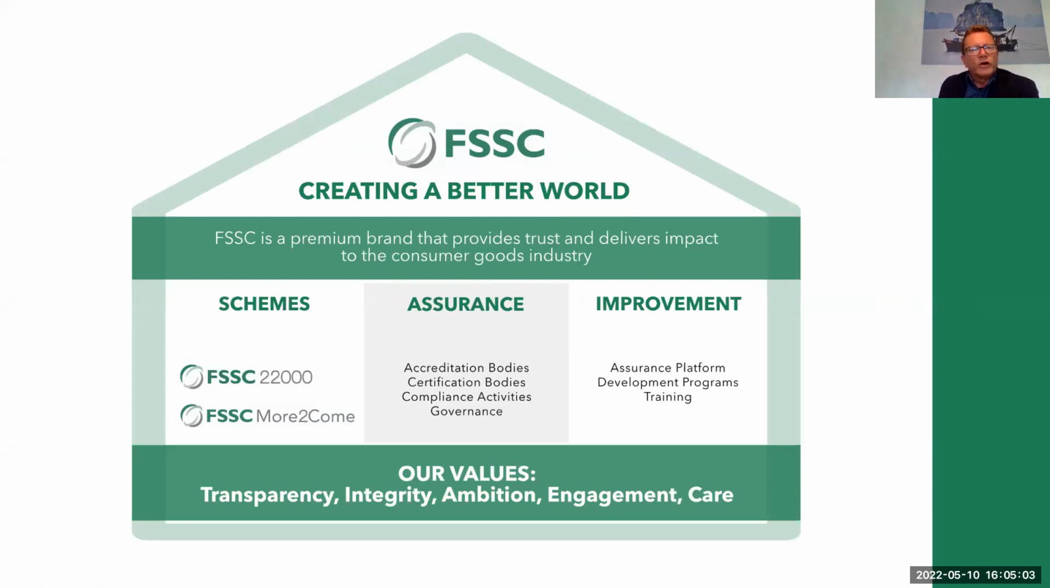So everyone working for FSSC or working with FSSC should witness that we care very much about these values, and we implement them also in practice. Then we have three pillars, as we call them. First pillar are the schemes. And at the moment, obviously, that is FSSC 22000 for food safety management systems.